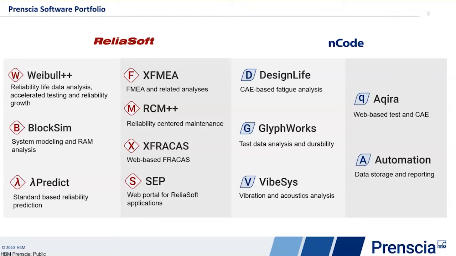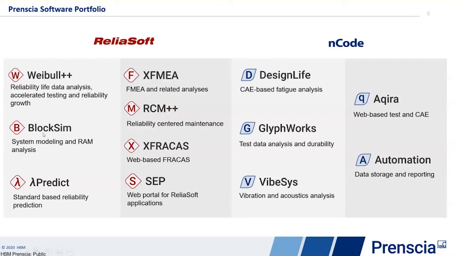Along with that, there is a DOE integrated into it. Coming to BlockSim, it helps to model RAM analysis. It is used more in oil and gas as well as product development systems. And Lambda Predict is especially used in the electronics industry to create the base failure rate according to the military standard and some other industrial standards.